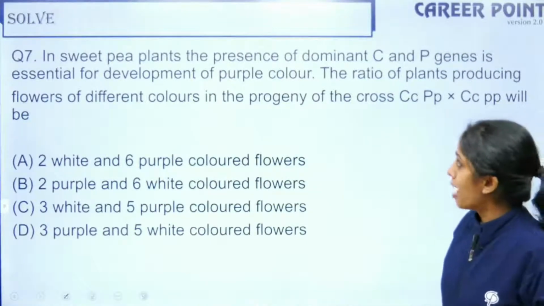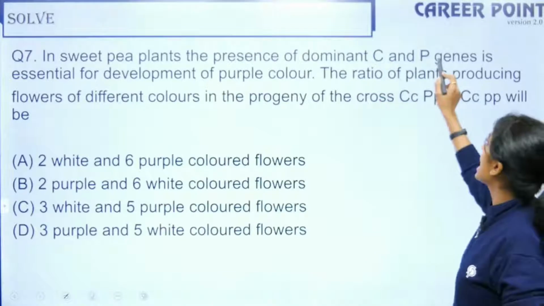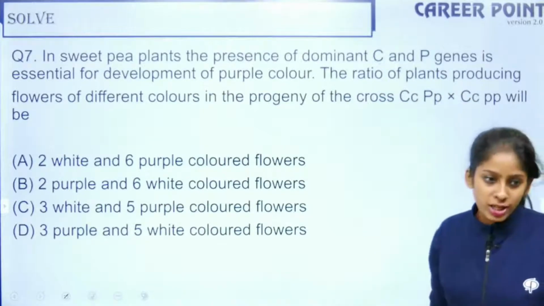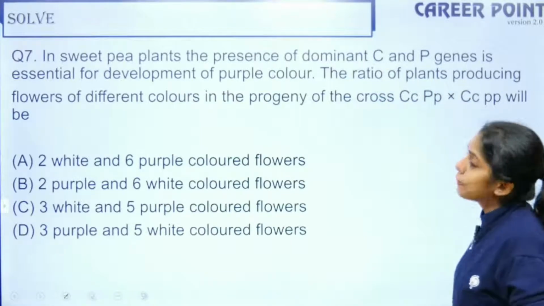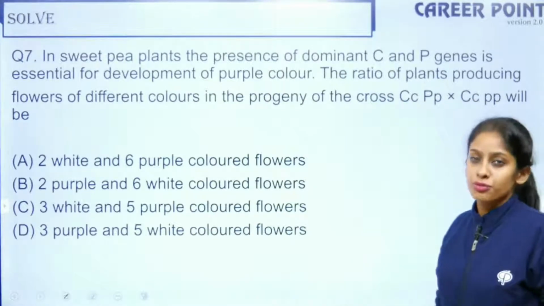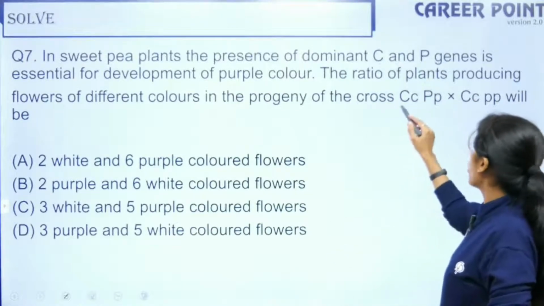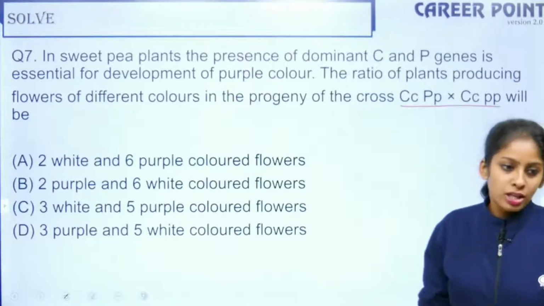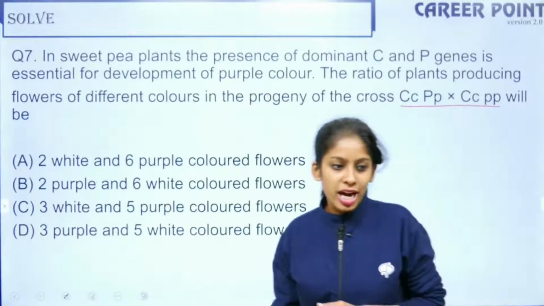Okay, so question number 7. In sweet pea plants, the presence of dominant C and P genes is essential for the development of purple color. So the ratio of plants producing flowers of different colors in the progeny of the cross will be. Come on, please think.